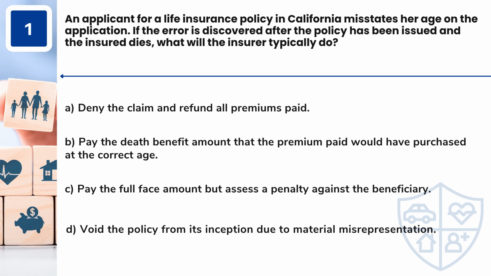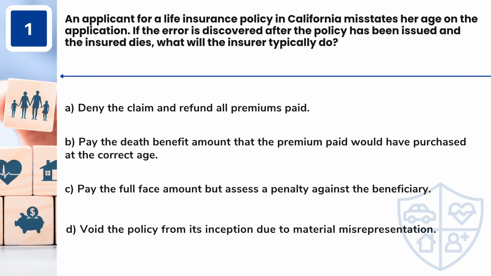Question 1. An applicant for a life insurance policy in California misstates her age on the application. If the error is discovered after the policy has been issued and the insured dies, what will the insurer typically do? A. Deny the claim and refund all premiums paid.